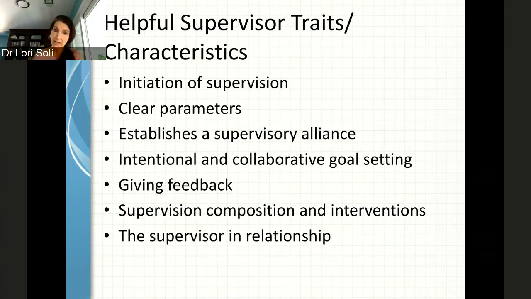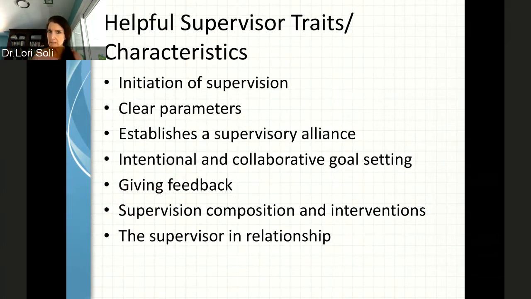Establishing a supervisory alliance, much like a working alliance, a therapeutic alliance. A supervisory alliance goes back to what Natasha had said, making sure that the supervisor and supervisee have open communication.